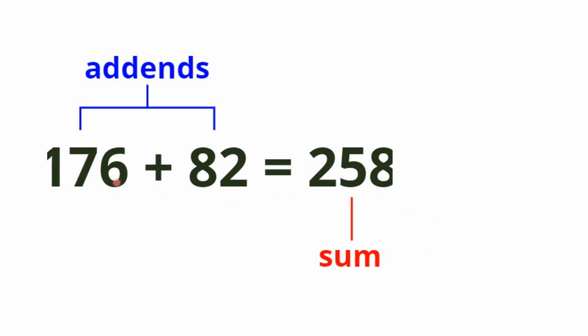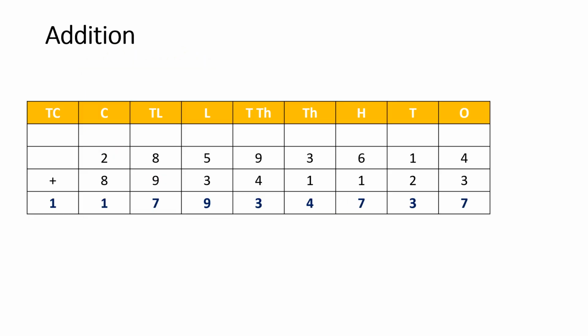See here, 176 plus 82 equals 258. Here 176 is an addend and 82 is also an addend, and the result is called the sum. We will perform addition for large numbers.